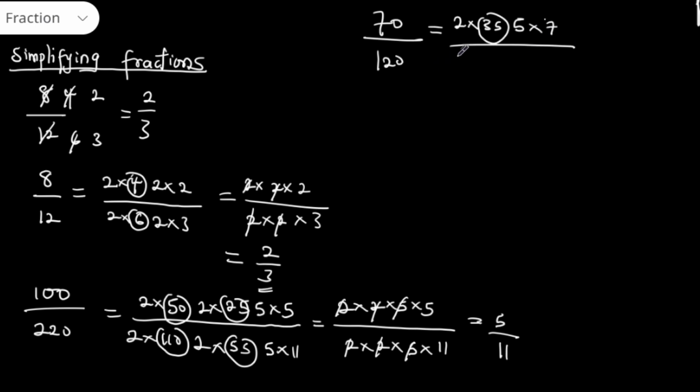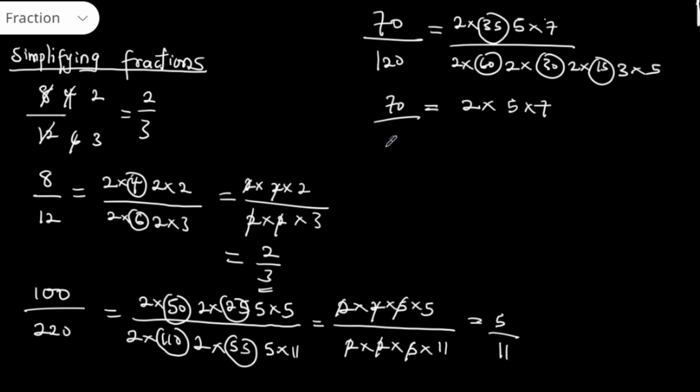120 is the same thing as 2 times 60. 60 is the same thing as 2 times 30. 30 is the same thing as 2 times 15. And then 15 is the same thing as 3 times 5. At this point, we've gotten to the least expressed form for 120. So that means that 70 is equal to 2 times 5 times 7 over 120, which is 2 times 2 times 2 times 3 times 5.